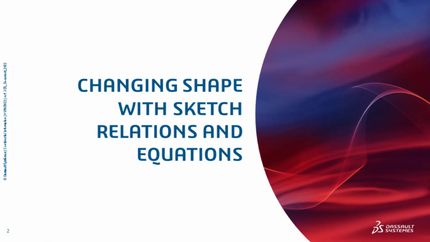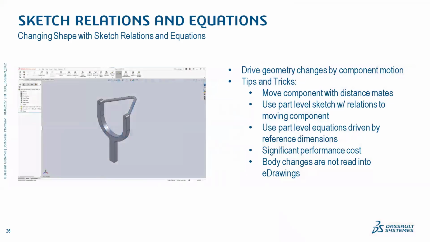So the last example that we're going to look at is changing the shape of a model with a sketch relation and equations. And this is, I would say, a little bit tricky to do. This is more of an advanced function within the MotionManager. But we're going to see how we can drive geometry changes using component motion.